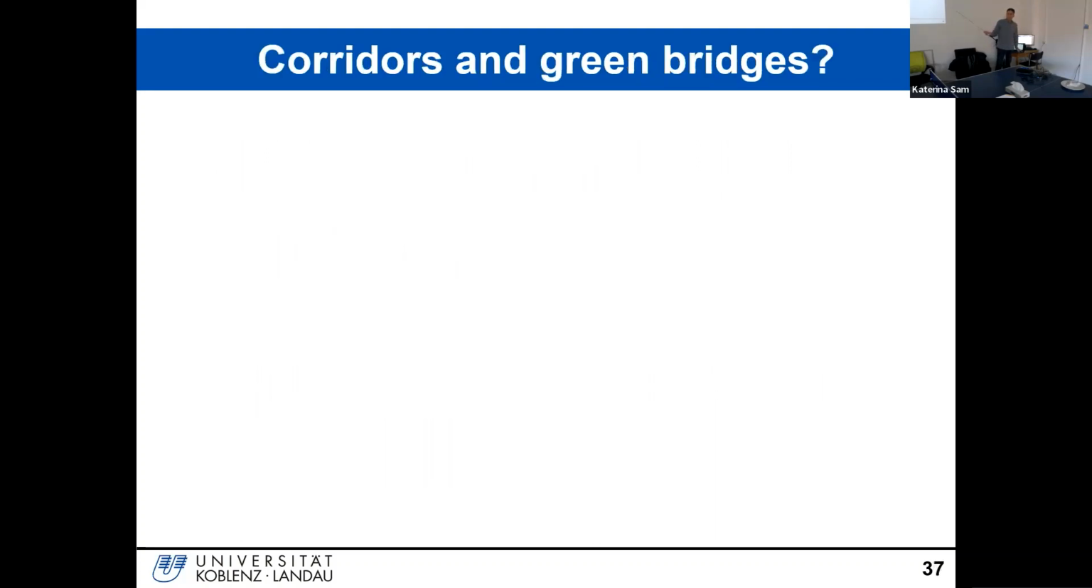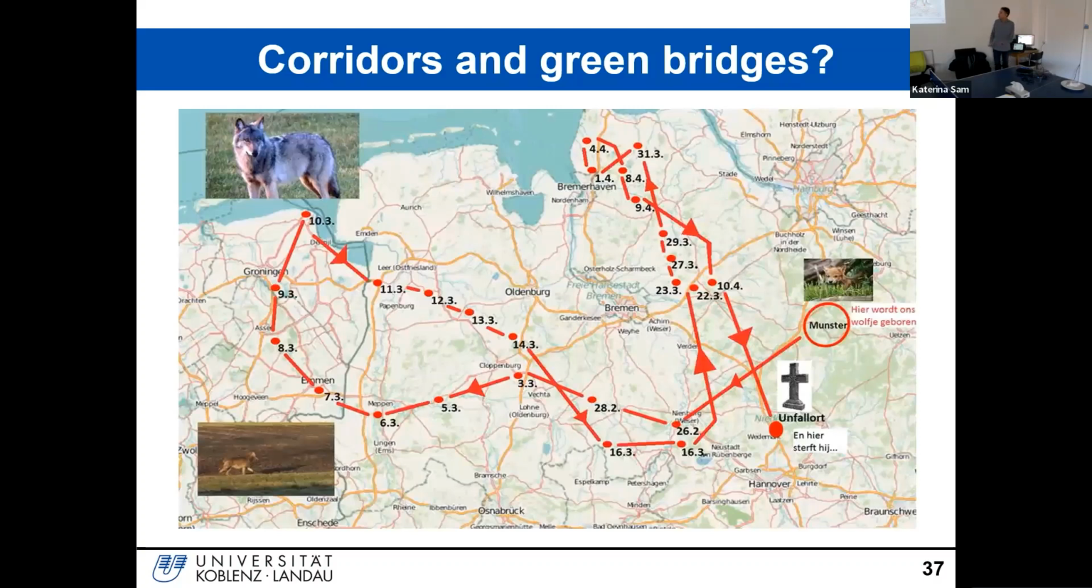This is just for discussion if you want. So I hate green bridges. I don't know whether you think it's a good idea. So this is just a wolf which went back and forth between Germany and the Netherlands and crossed several motorways without any green bridges. So I think it's a waste of money. You could use millions of euros to build better green bridges.